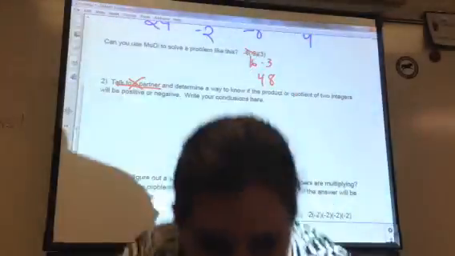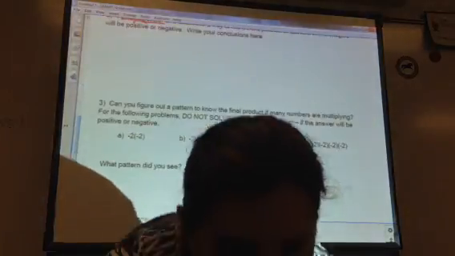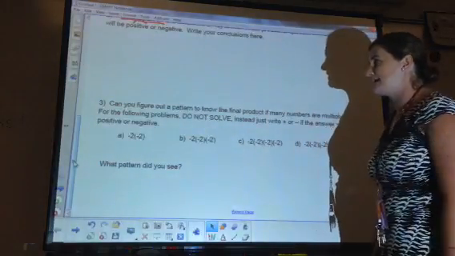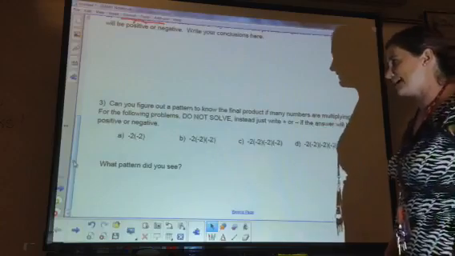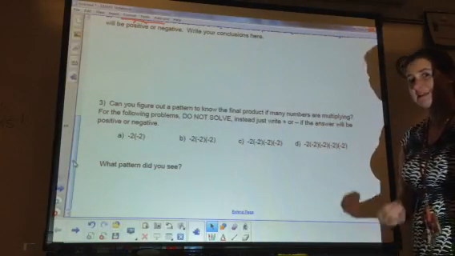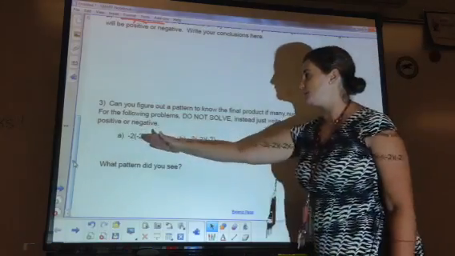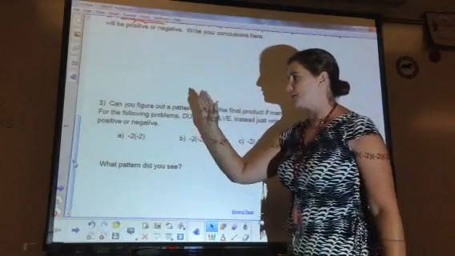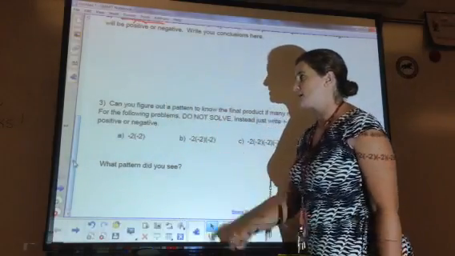Okay, almost done. Can you figure out a pattern to know the final product if many numbers are multiplying that are all negative? All of these are negative. Remember, when the number is right in front of parentheses, it is multiplying. So see if you can figure out. Do not solve them. I don't care what the number is. I want to know if it's going to be positive or negative, and tell me what you see.